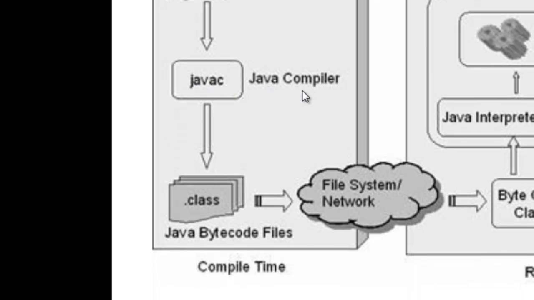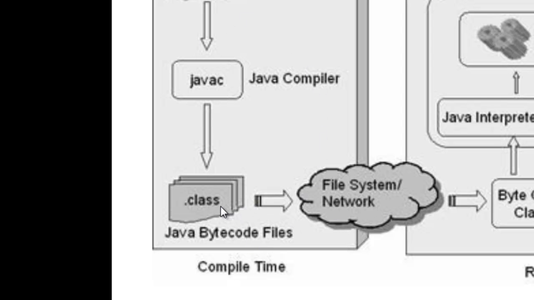Javac is the Java compiler. Whenever we compile this .java file, we will get a .class file. This class file is a bytecode file. Bytecode is basically a machine instruction, which is not exactly the machine code, but it is in the form of machine instruction. And this is our complete compilation process.